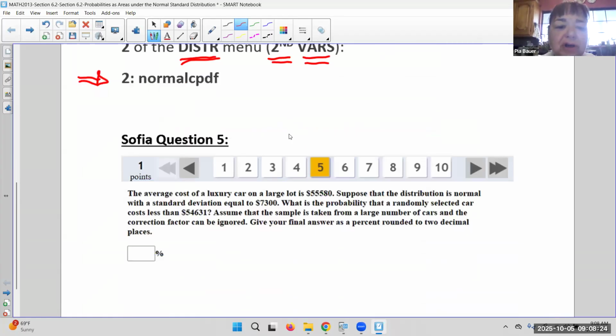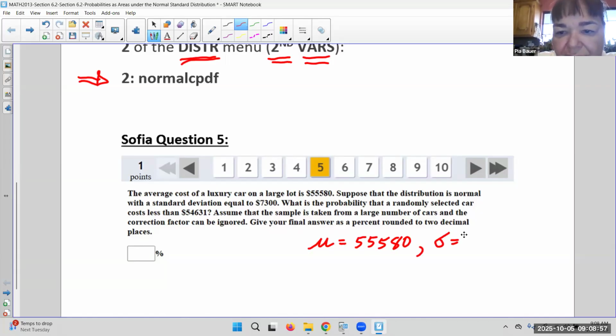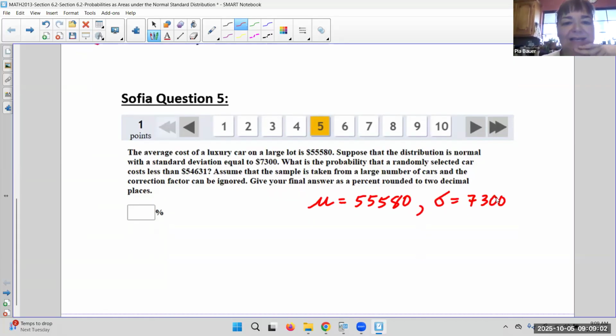So it says the average cost of a luxury car on a large lot is $55,580. Suppose the distribution is normal with a standard deviation equal to 7,300. So right there, they're giving you the population mean, 55,580. They're giving you the population standard deviation of 7,300. And now this is what they're asking you.